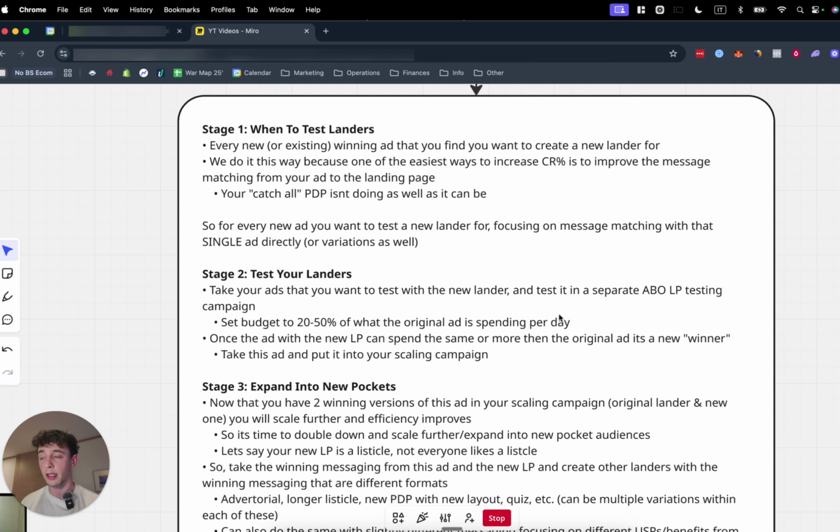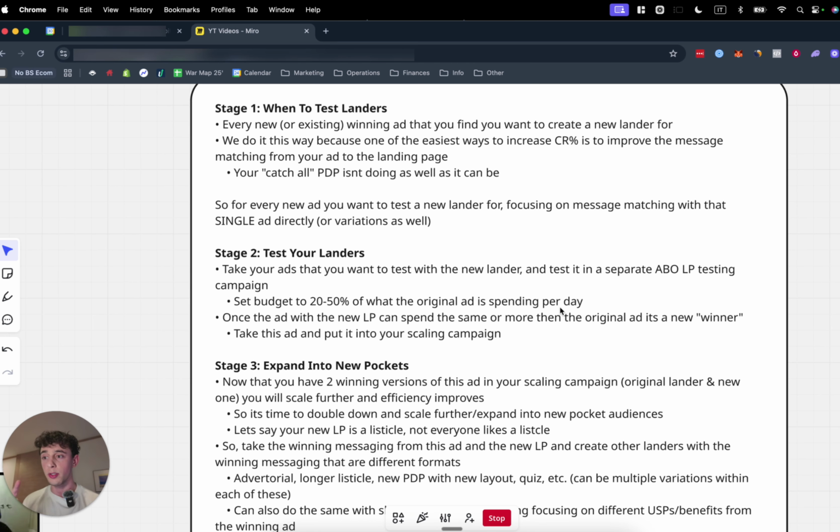So to review that really quickly, and we'll go into the results of this and what to do next as well. You test the landers when you have a new winning ad. So every new winning ad you find, create a new lander for it. The new lander is a winner when it can spend the same amount as the original, okay?